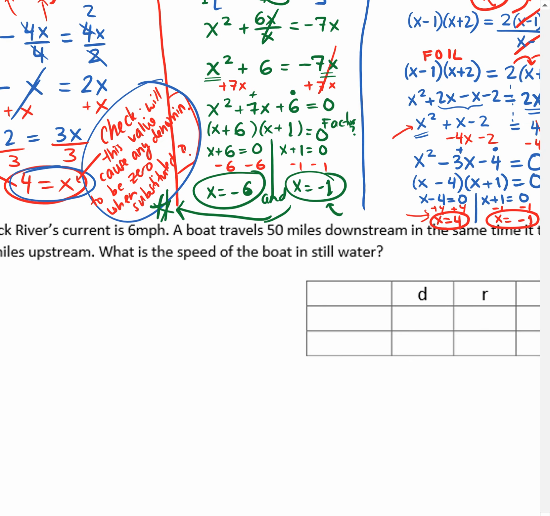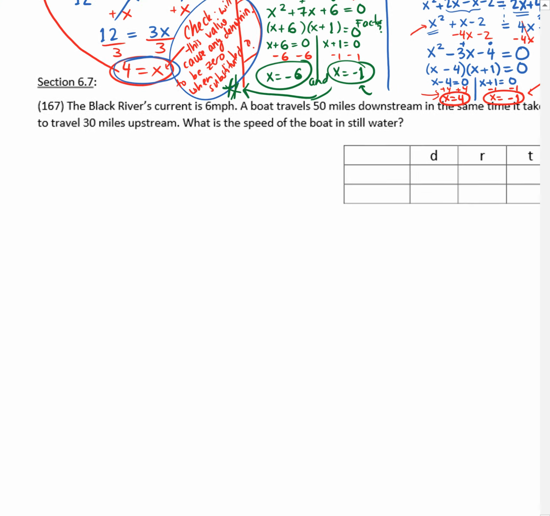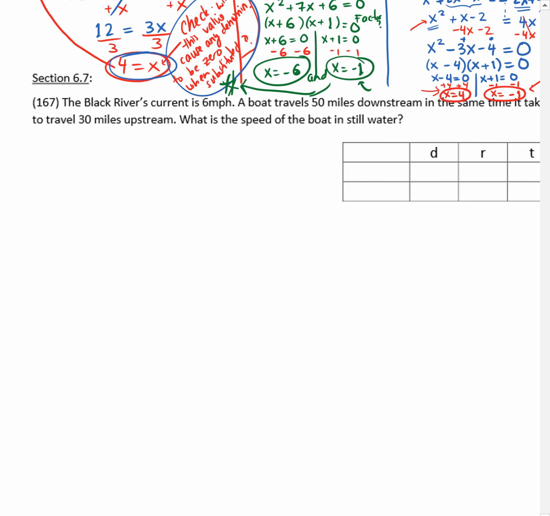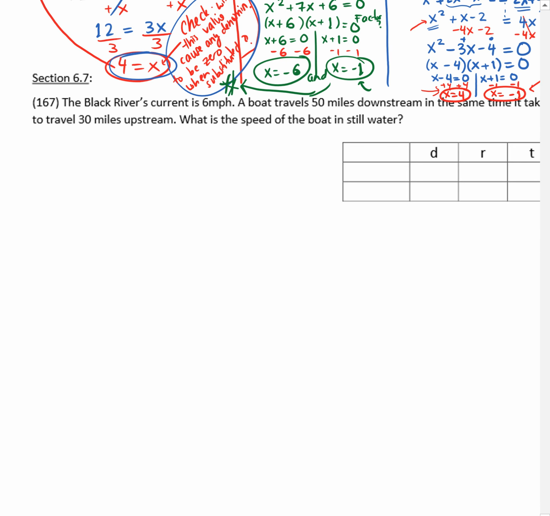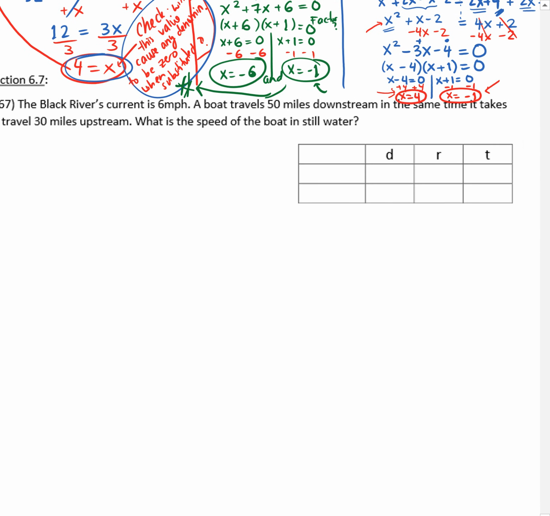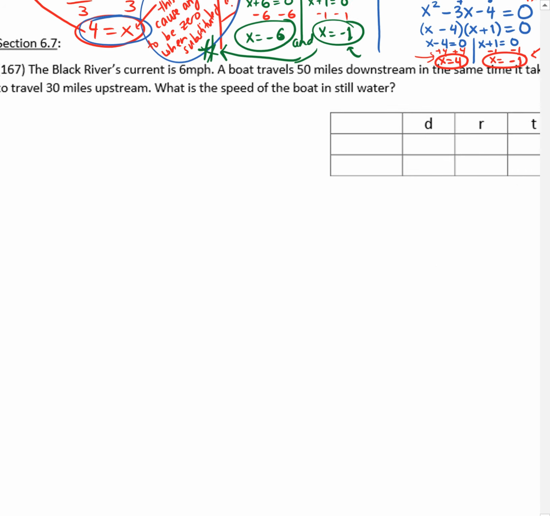Okay. Almost at the end of this chapter 6 stuff. This was probably the most difficult part of this chapter, I think, because of course it's applications. But we keep coming back to these distance, rate, time problems. They should be sort of familiar by now, since we've seen them so many times.